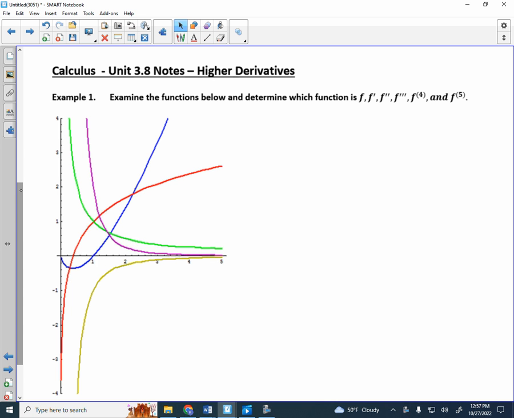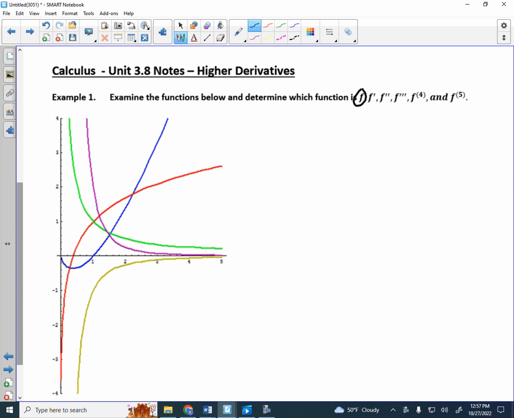Today we're going to look at this graph right here. One of these is the original function, the original f of x. One of them is a first derivative, one of them is a second derivative, one of them is a third, and one of them is a fourth. They are all related.